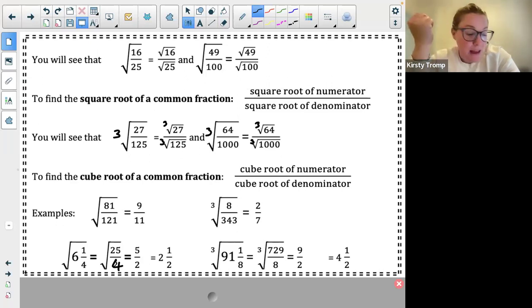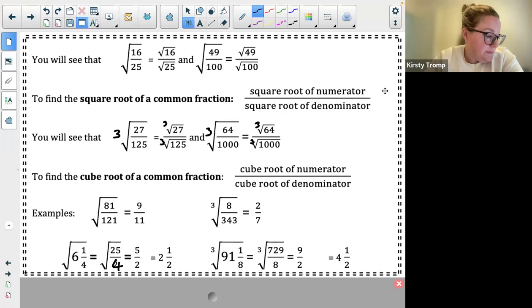And the same thing with the cube roots. 91 and 1 over 8. What do we need to do? Improper fraction. The cube root of 729 is 9. The cube root of 8 is 2. 9 over 2 is the same as saying 4.5.